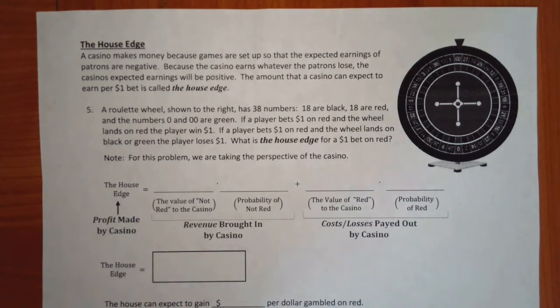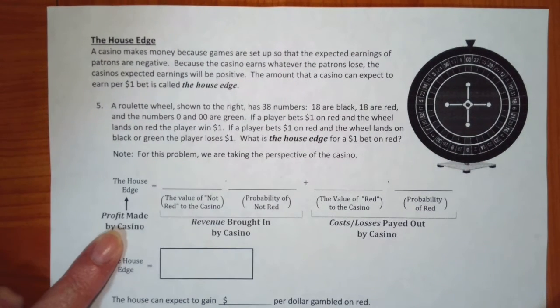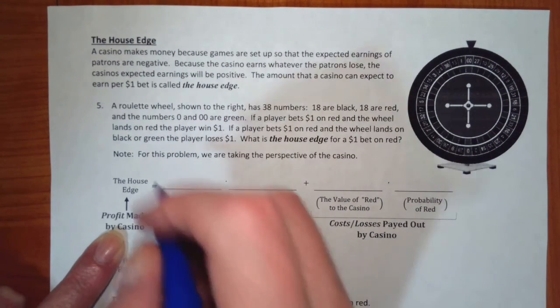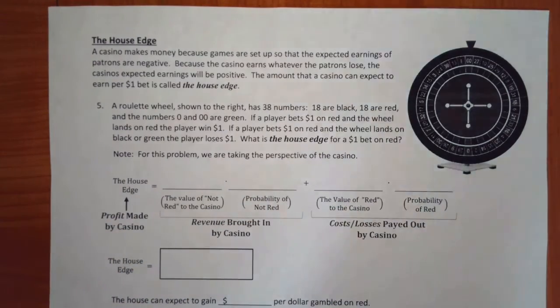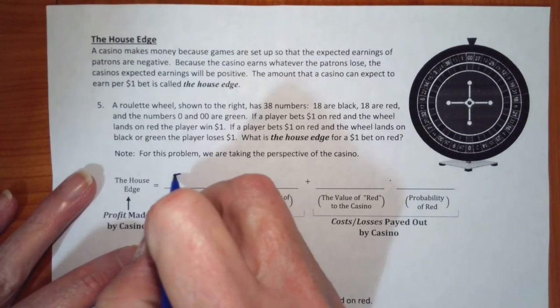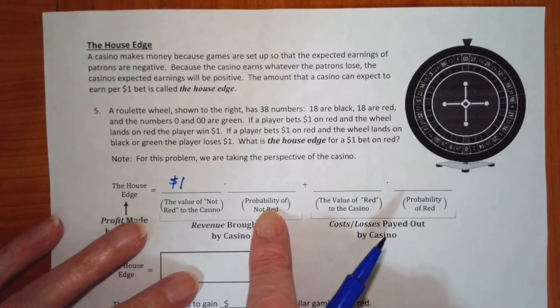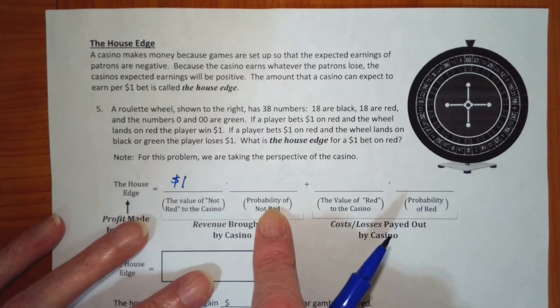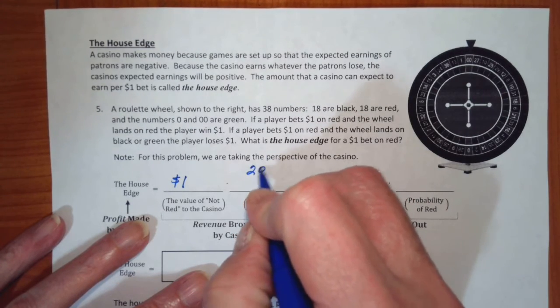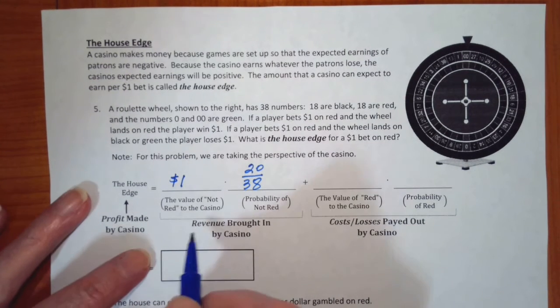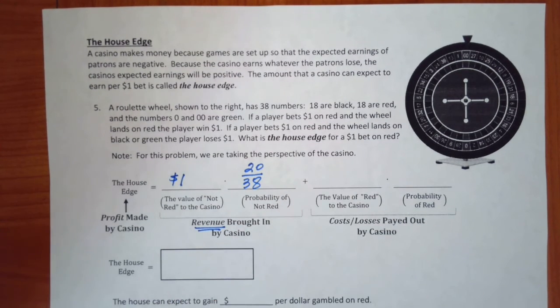So let's talk about the profit made by the casino. The value of a not red to the casino, this is where they make money. They keep the dollar. So they get a dollar. And the probability of it not red, there are 20 out of the 38 that are not red. So this is the revenue brought by the casino. You lose, they win.